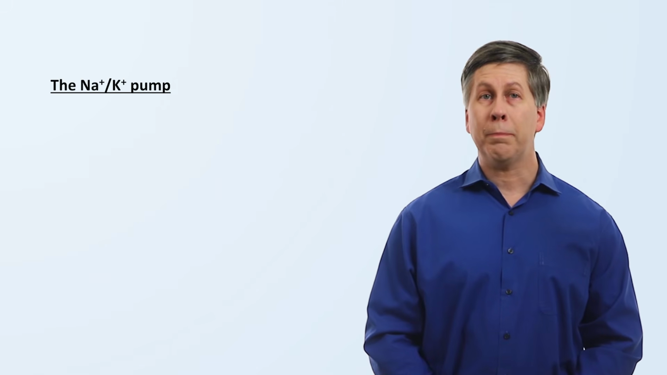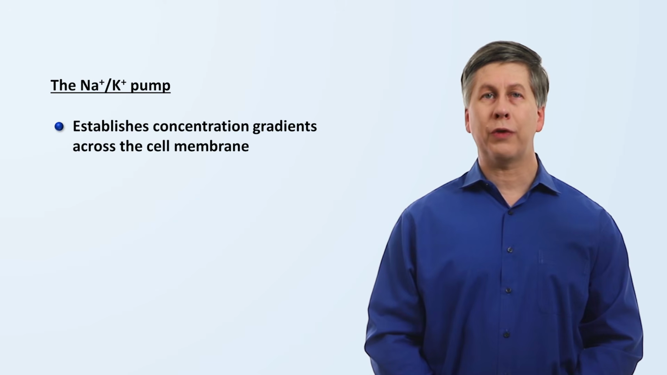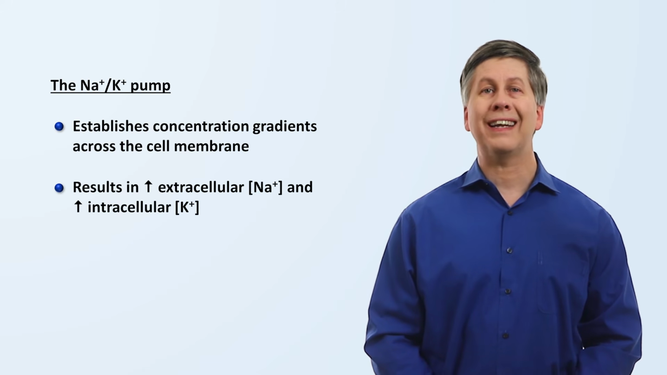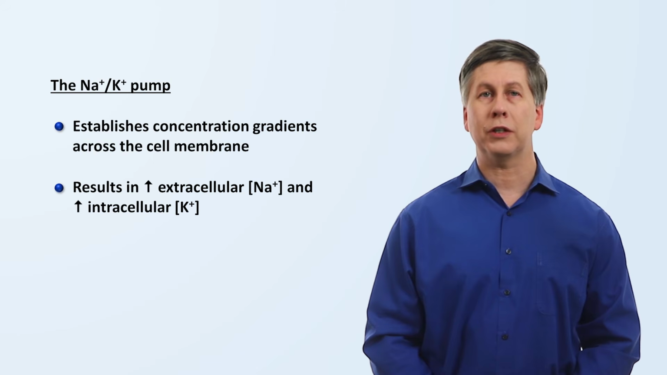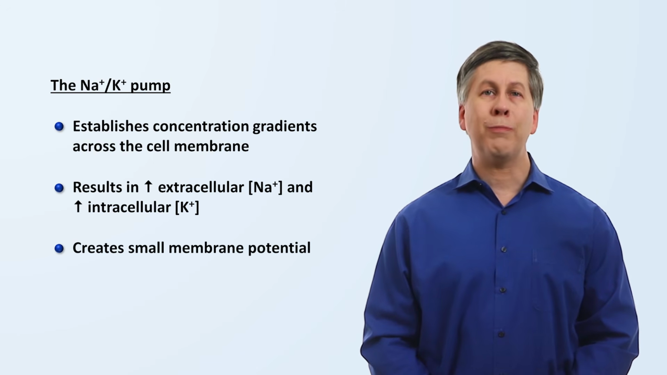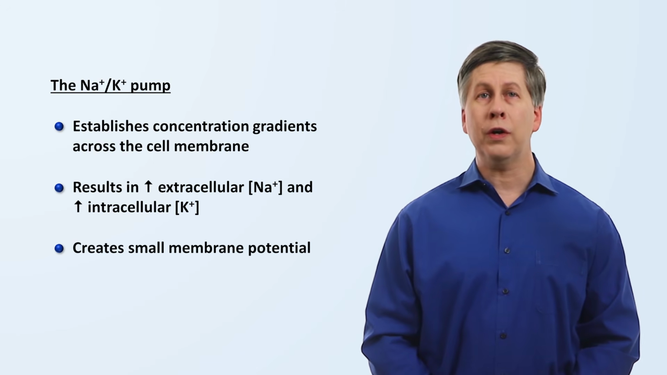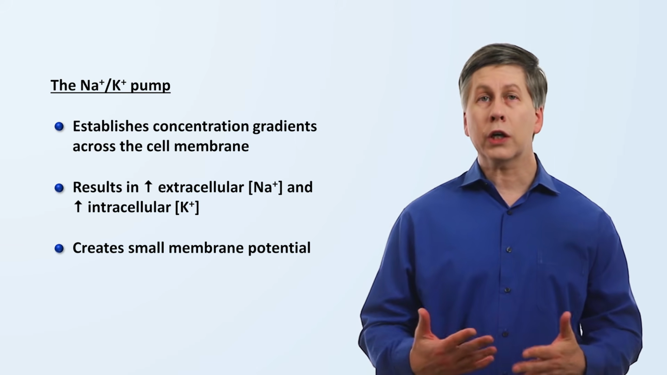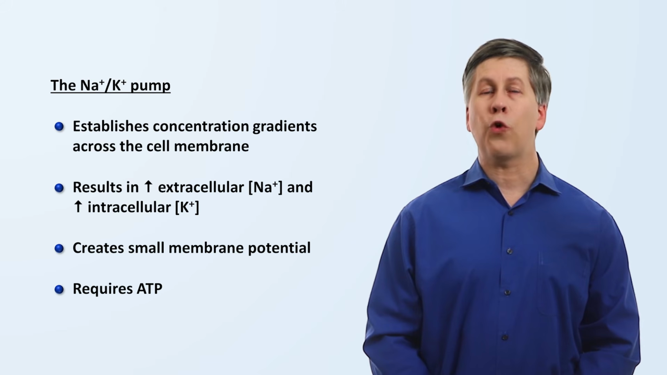The sodium-potassium pump establishes concentration gradients across the cell membrane, resulting in a relatively high extracellular sodium concentration and a relatively high intracellular potassium concentration. It creates a small membrane potential on its own, and because creating these gradients and membrane potential is work, it requires energy in the form of ATP.